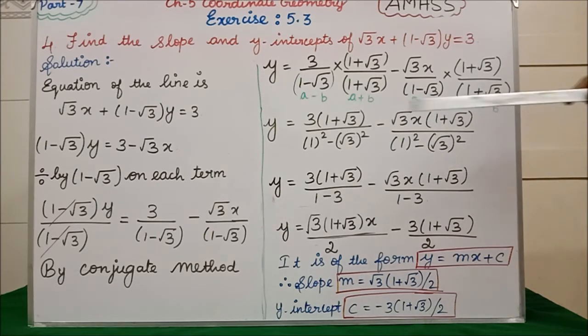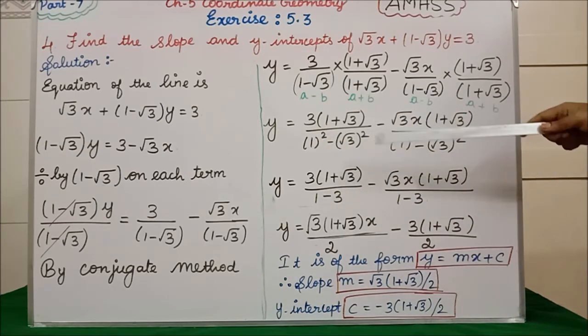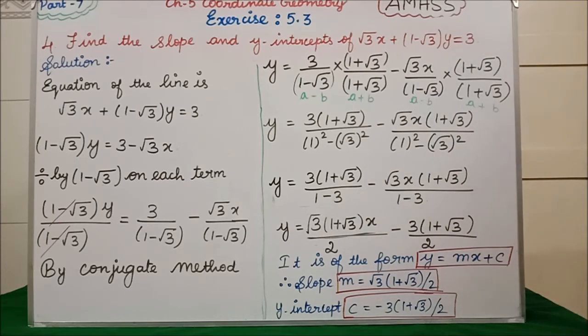The next step, if you see 3 into 1 plus root 3 divided by 1 square is 1. Root 3 the whole square is what? The square and square root will get cancelled. We will get minus 3. Clear? Similarly, minus root 3x into 1 plus root 3 divided by 1 minus root 3 the whole square, the square and square root will get cancelled, minus 3. Clear? The next step, if you see here 1 minus 3, what answer you will get? Minus 2 we will get. Similarly, here also minus 2 we will get.